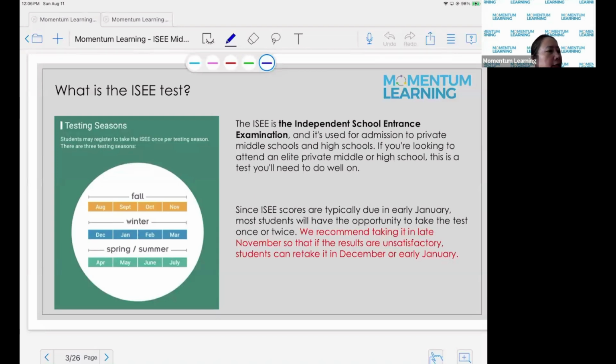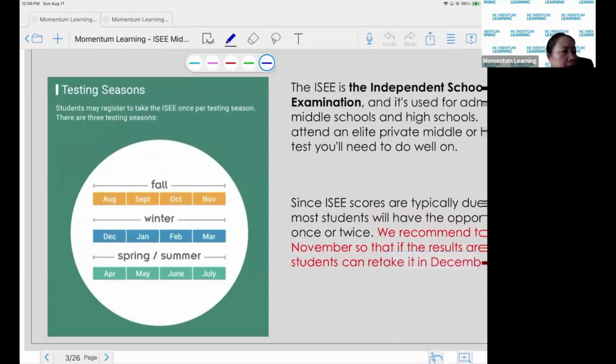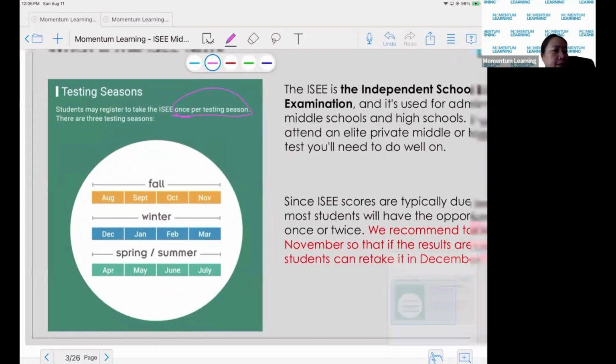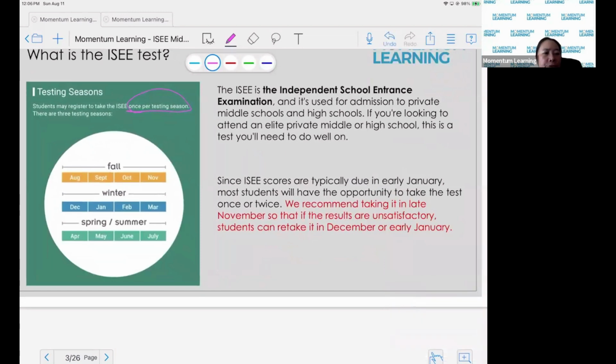And this is the testing season. There are 3 seasons: fall, winter, and spring, summer. You can take it only once per testing season. The scores are typically due in early January. Most of the students will have the opportunity to take the test once or twice.